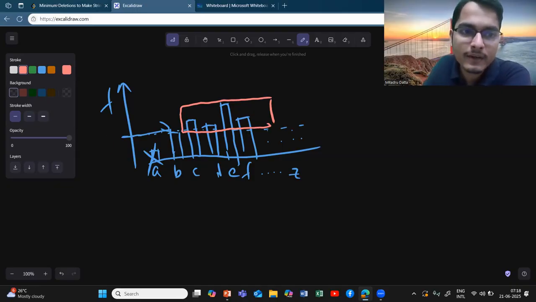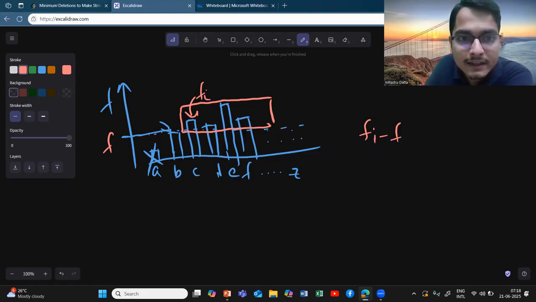Let's say I have this frequency, then I can go through all the letters A, B, C, D. If I see that anything is less than this frequency, then I can just delete the whole thing. And if something is greater than the frequency, let's say this frequency is f and the letter's frequency is fi, then I will delete only fi minus f. Only this length I will delete. Here, only this small length.